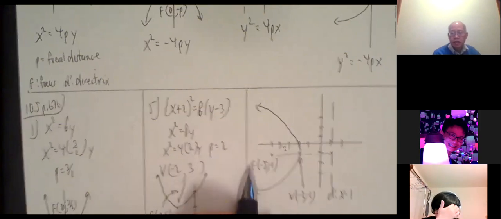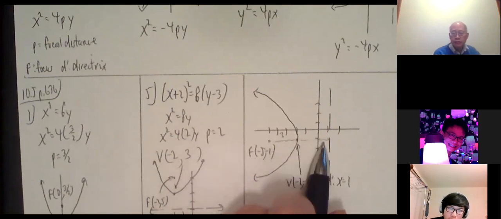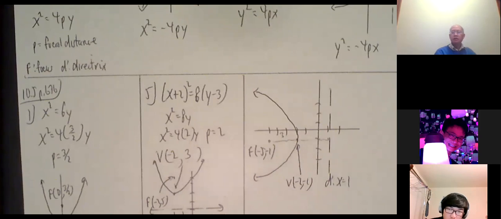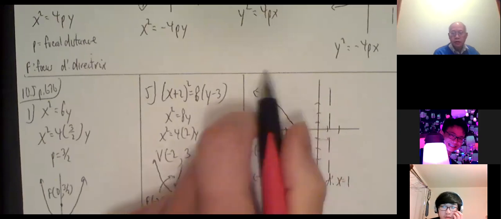1, 2, 3 to the left is negative 5, negative 1. 3 to the right is on line. The directrix is x equals 1. 3 units this way, 3 units this way, open to the left. There it is. Double check.